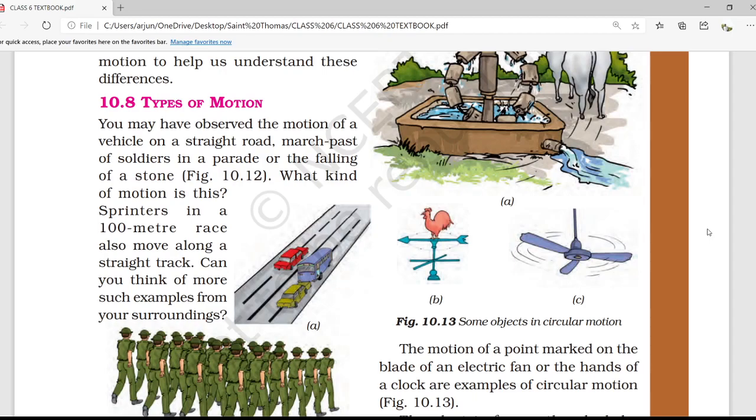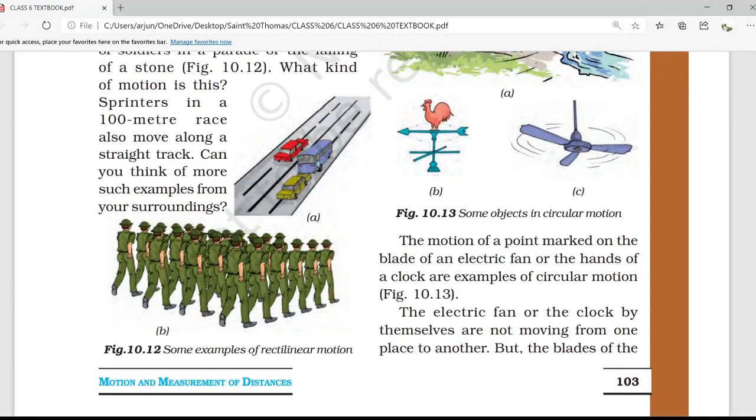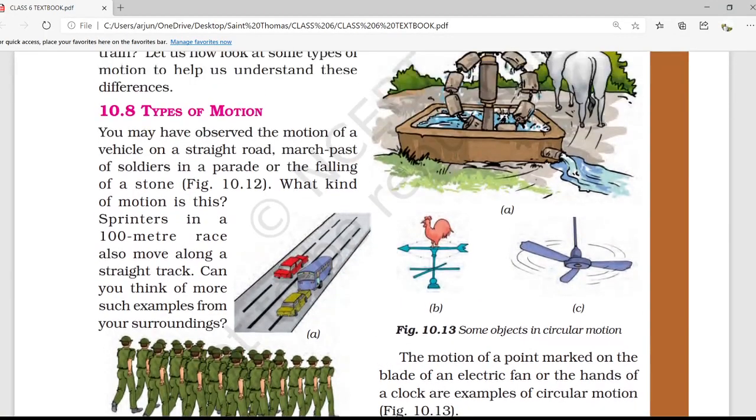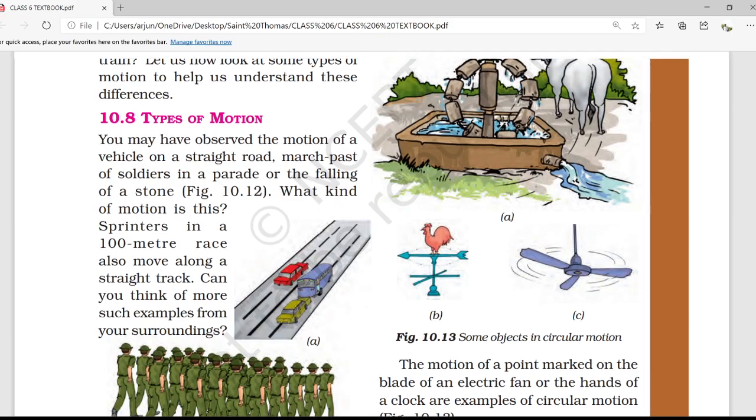hand is moving, right? You may have observed the motion of a vehicle on a straight road, the march past of soldiers in a parade, or the falling of a stone, as shown in the figure. See here, you can see vehicles moving on a straight road. We have seen the march past, right? What kind of motion is this? A sprinter or a runner in a 100-meter race also moves along a straight track. Can you think of more such examples from your surroundings which are moving in a straight line?